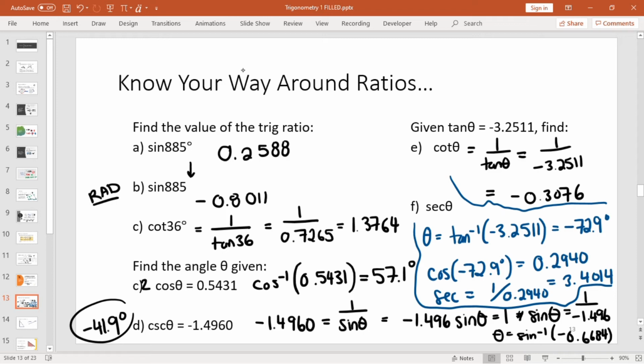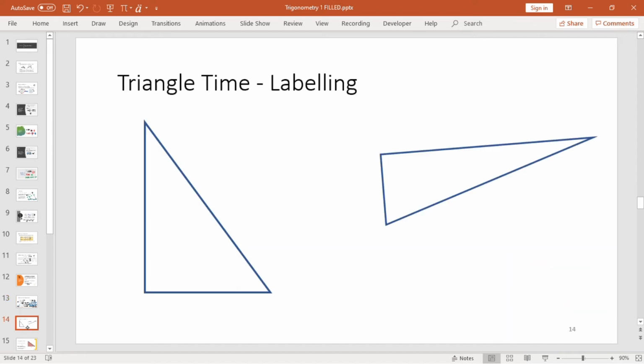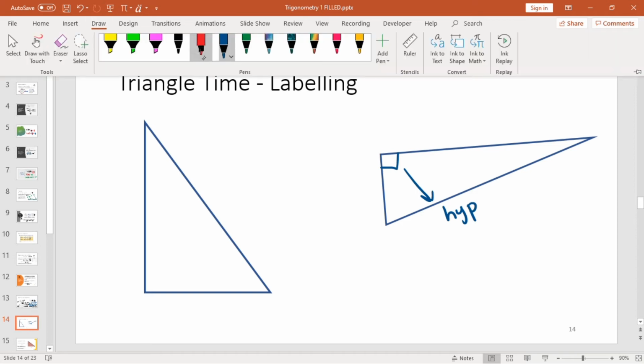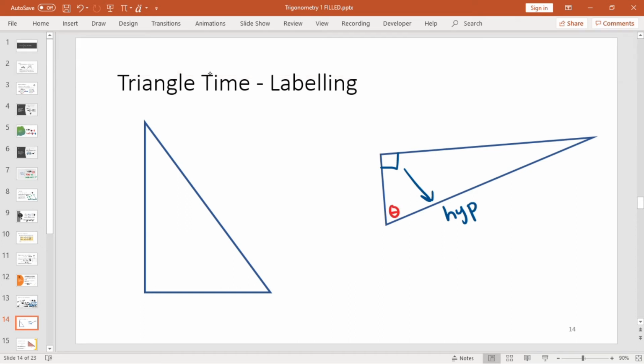Let's get back to triangles. So we've already spoken about labeling triangles to get ready to do trig things. So you always have that right angle, hypotenuse. Doesn't matter how the triangle's lying. The hypotenuse must be across from the right angle. And opposite and adjacent can change. So if I'm sitting, let's go multiple colors this time, if I'm sitting here at theta and I look across for theta, this is my opposite side. And this is my adjacent side.